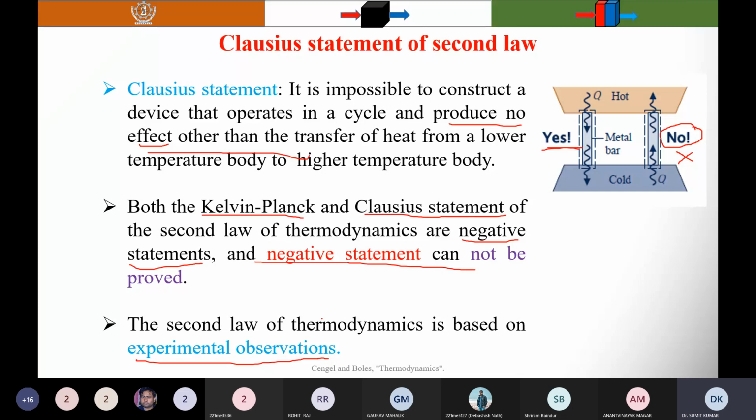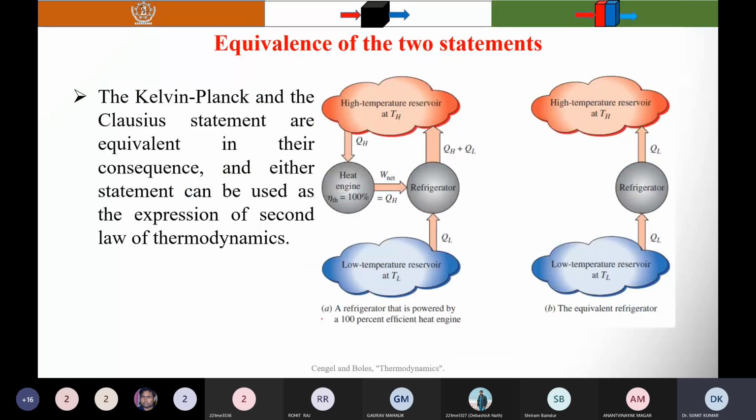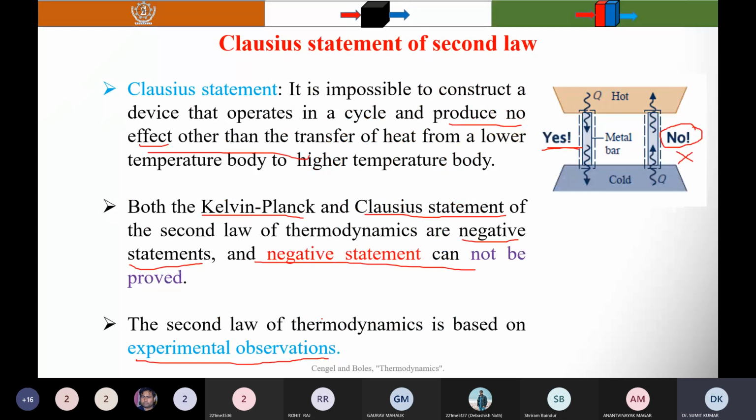In the next lecture, I will discuss that they look different, but both are the same. Both are equivalent. I will also discuss reversible and irreversible processes, and what the causes of irreversible processes are.